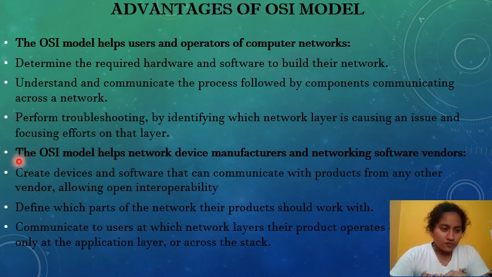And then the next point is that the OSI model helps network device manufacturers and networking software vendors create devices and software that can communicate with products from any other vendor, allowing open interoperability. Define which parts of the network their product should work with, and communicate to users at which network layers their product operates, for example, only at the application layer or across the stack.